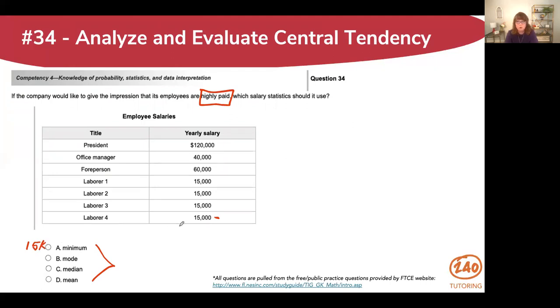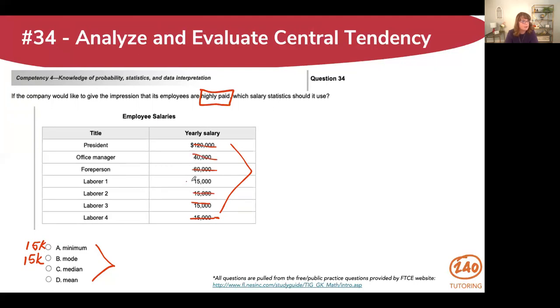The mode, if you remember, is the number that occurs most frequently. Well, these are already in order for us, so it's real easy to see. The number that occurs most frequently is 15K. So I'm gonna write that by the mode. The median is gonna be the number in the middle when they're put in order from least to greatest or greatest to least. So they've already done that for us. So I'm just gonna mark these off one on each end to see where the middle is. Sometimes visually that's very helpful.